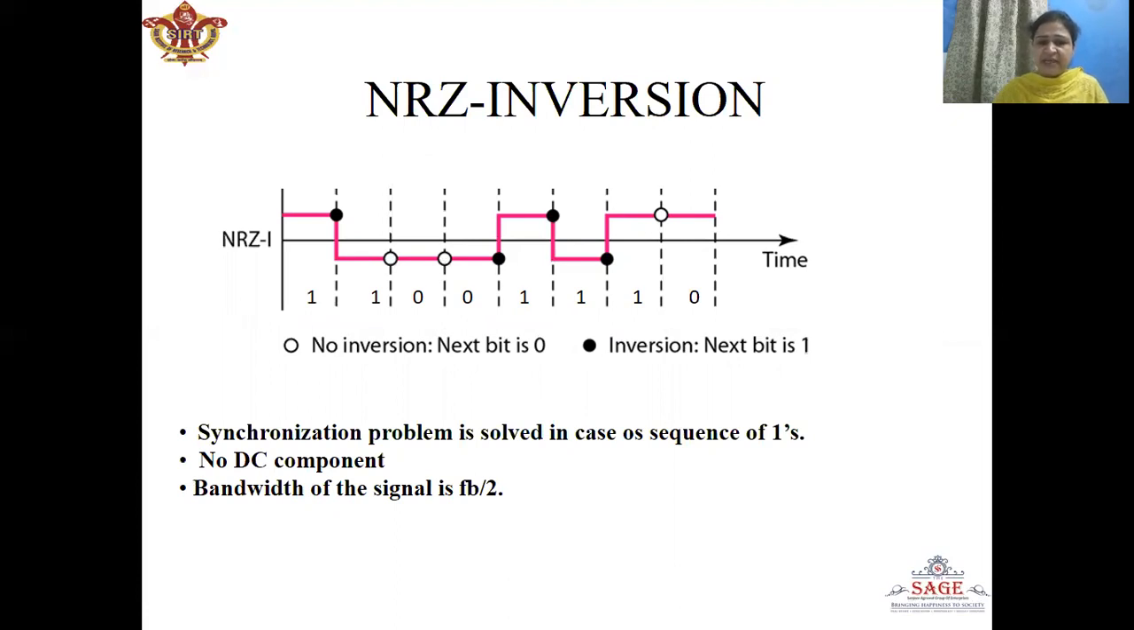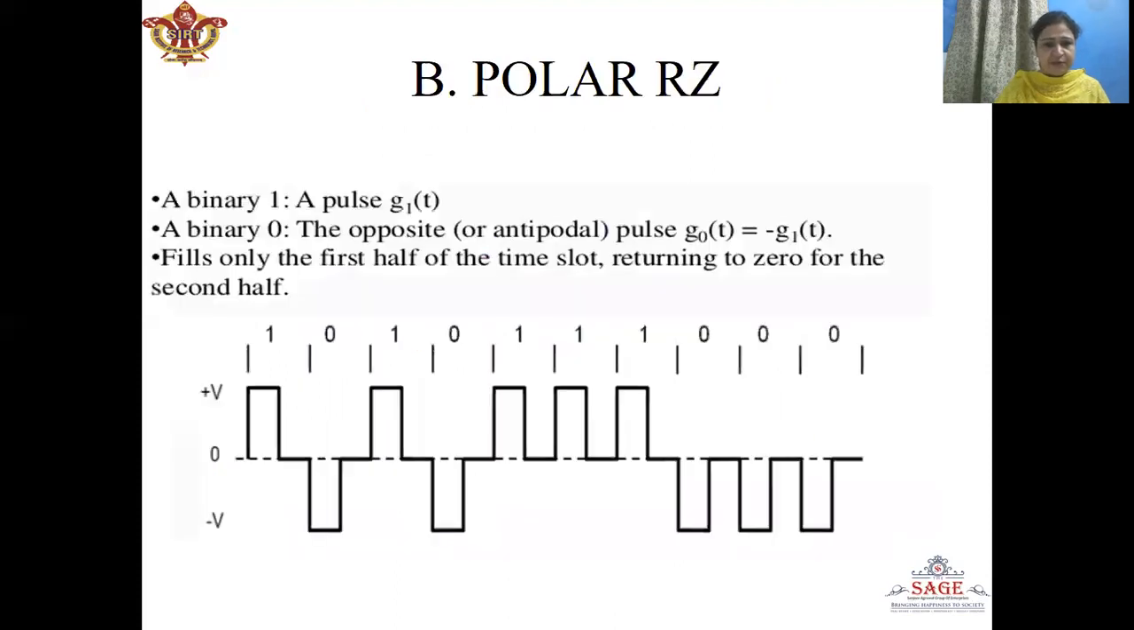So here the synchronization problem is solved in the case of a long sequence of ones, because inversion occurs whenever there is a sequence of 1s. It has no DC component because it has both polarities, positive and negative. The bandwidth of the signal is Fb by 2.